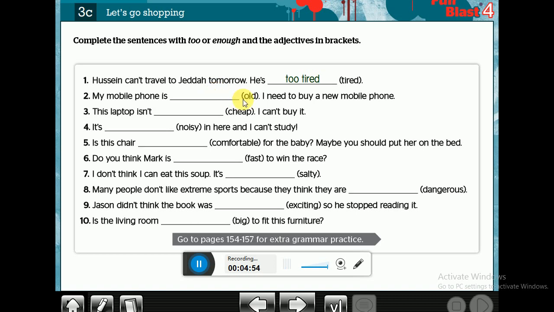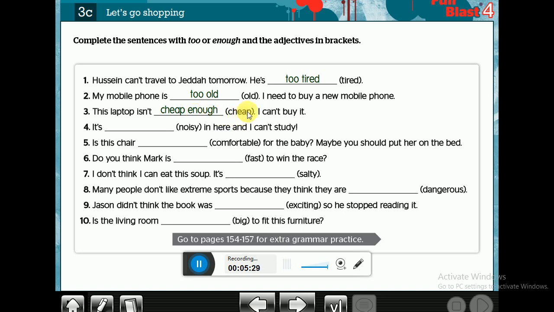So, old also comes at the end of a sentence. We have to use too. Very good. Too old. This laptop isn't cheap. I can't buy it. So, as we told you before, the adjective comes at the end of the sentence. We have to put cheap enough.